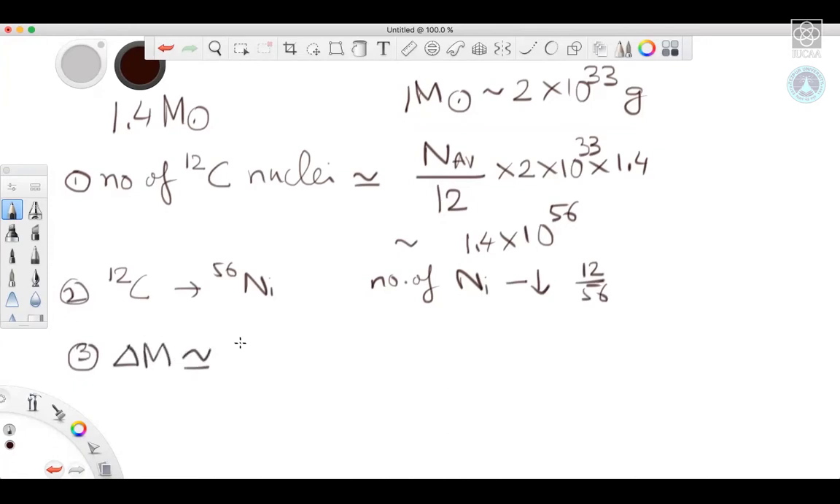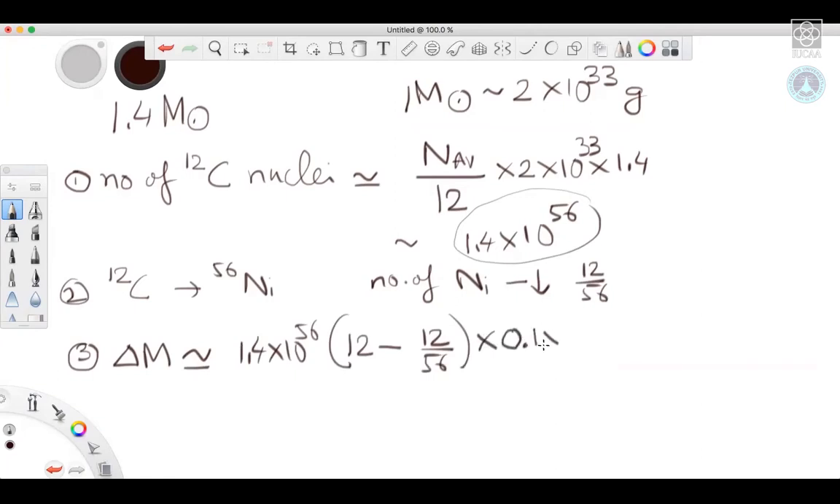How do I estimate that? I take this total number of nickel nuclei, and the mass deficit per nucleus. Remember the efficiency of nuclear fusion, the mass loss, is about 0.1%. So 0.1 times 10 to the power minus 2, and then 56 AMU. This will be the total mass loss. This is the nuclear energy efficiency, so 0.1% of the total mass is lost.